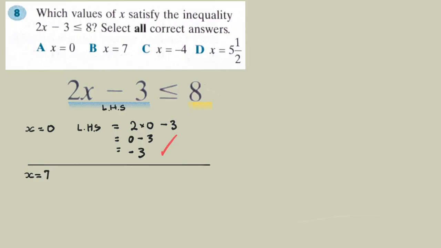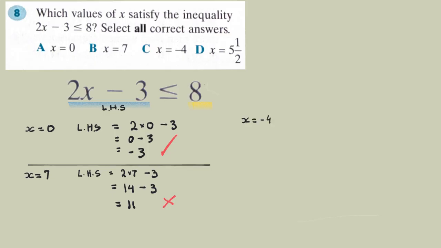Now we'll go to when x is equal to 7. What happens? We get the left-hand side is going to be 2 times 7 minus 3, and that'll be 14 minus 3, which is 11. 11 is not less than 8, so this does not satisfy the inequality. We'll just cross this off.